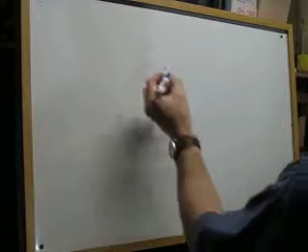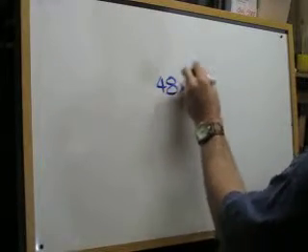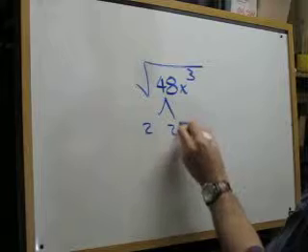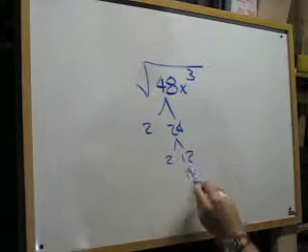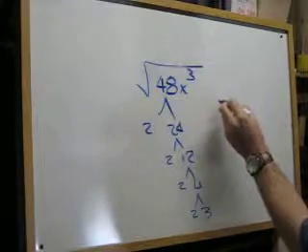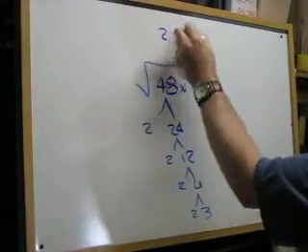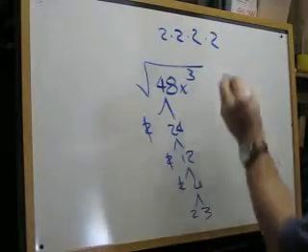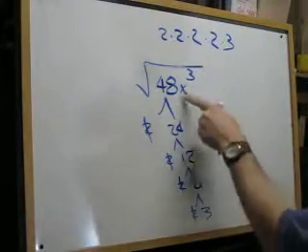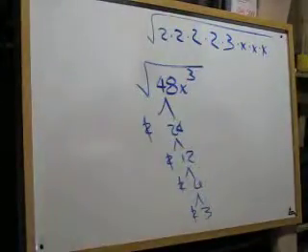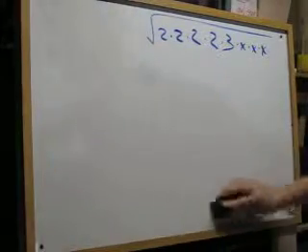It's a little bit short. Example 4, we've got 48x cubed in a radical sign. So we're going to do our prime factors here. 2, 24, 2, 12, 2, 6, 2, 3. Okay, so 48 breaks down to 2 times 2 times 2 times 2 times 3, and then we've got 3 x's, x times x times x, all under our radical sign. Let's get rid of our prime factoring here.